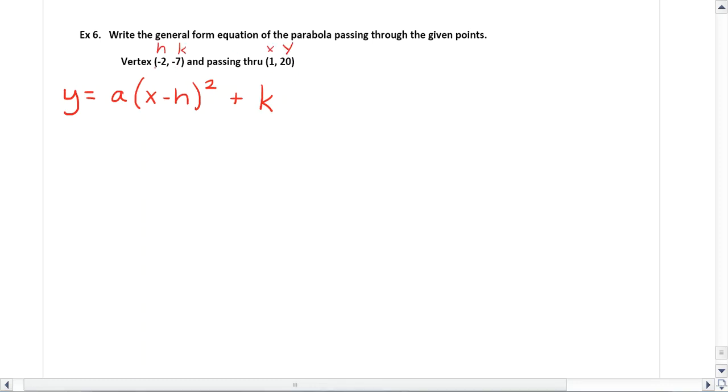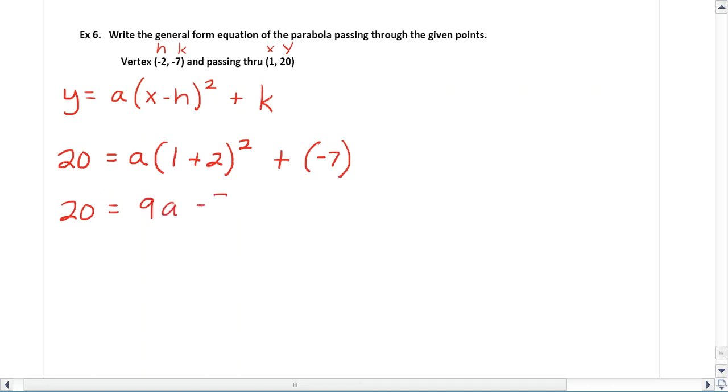It helps me to put the letters above the numbers so that I realize where to put them. The vertex we know is (h, k), and any point that the graph passes through is one of the (x, y)'s on that graph. So let's substitute these numbers in. So now I need to find a by doing the math. 3 squared is 9, so I have 9a minus 7. Add 7 to both sides, divide by 9, and we get a is 3.